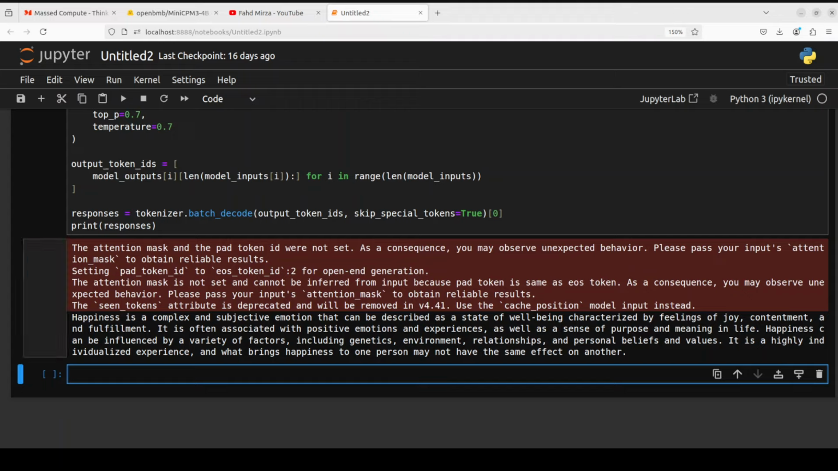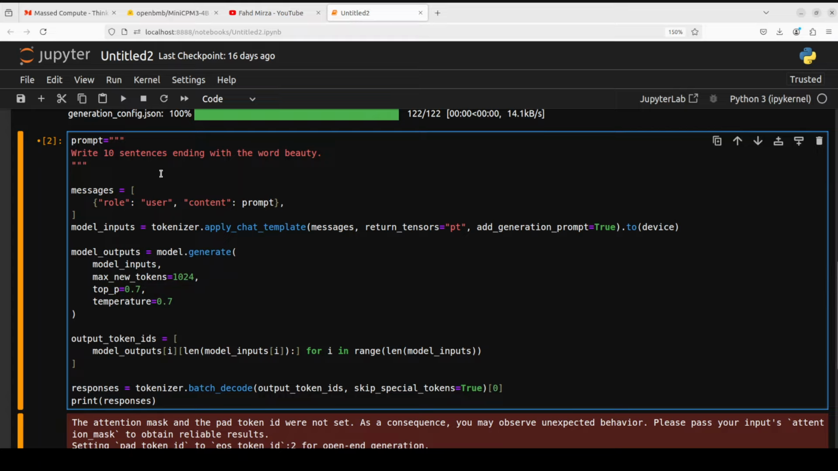And there you go. The response is, as usual, very succinct and to the point. It says happiness is a complex and subjective emotion that can be described as a state of well being characterized by a feeling of joy, contentment, and fulfillment. Amazing stuff. So, really good stuff. You see, only 4 lines, but really to the point and doesn't deviate from the prompt.